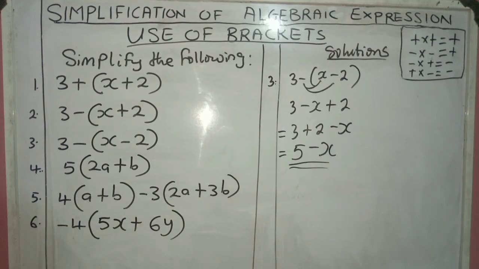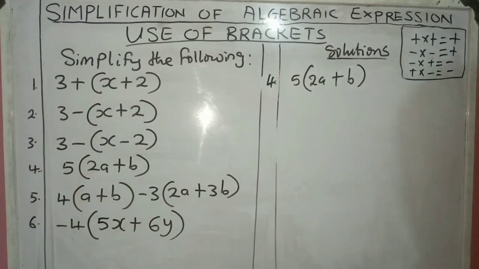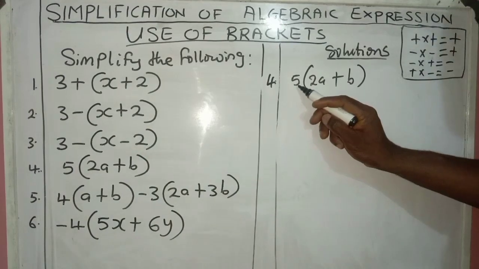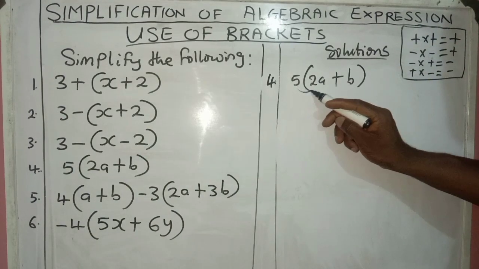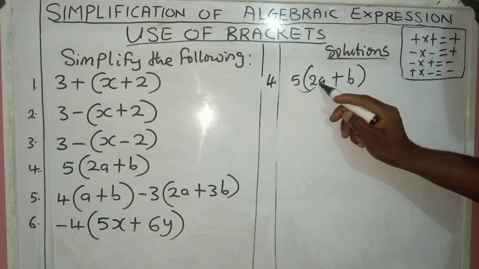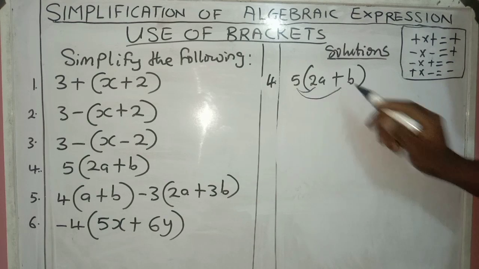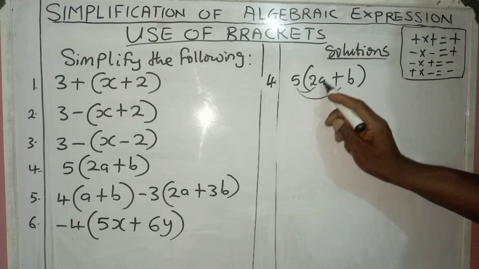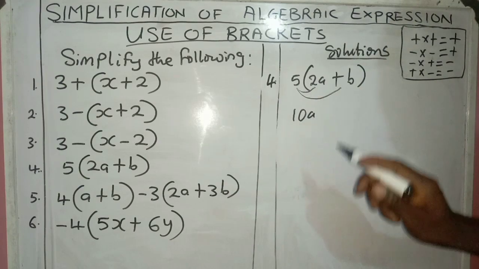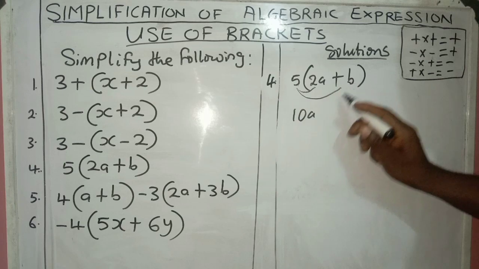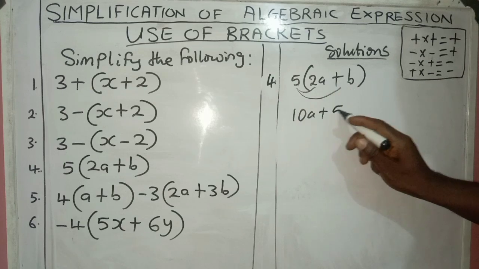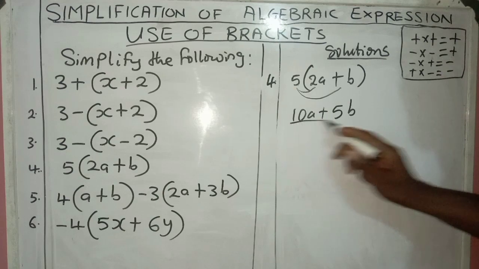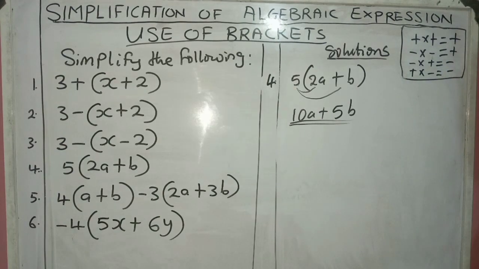Let's move to number 4. Alright, so for number 4, what we use to open the bracket is 5. So 5 will multiply everything we have in the bracket. 5 will multiply 2a. After that, 5 will multiply plus b. So 5 times 2a will give us 10a. Then 5 times plus b will give us what? Plus 5b. And this will be the solution to that. Who can tell me why this should be the answer? We can still go further by factorization, but being that this is for the junior class, we can stop here.